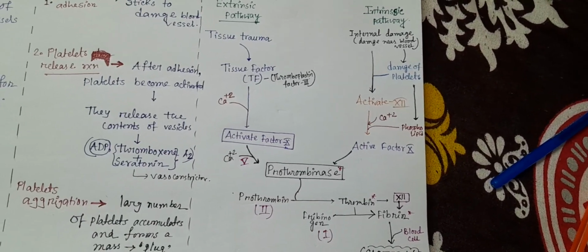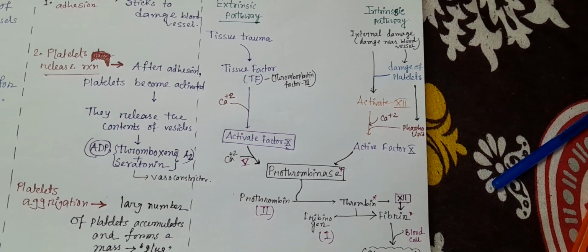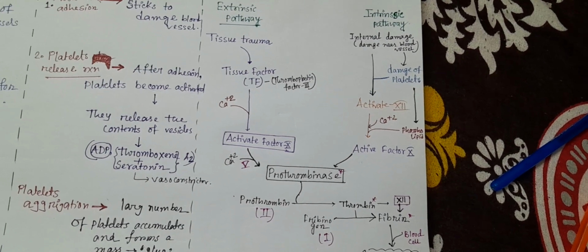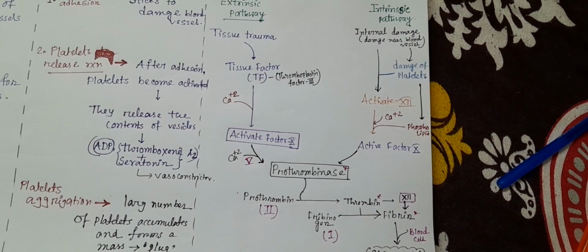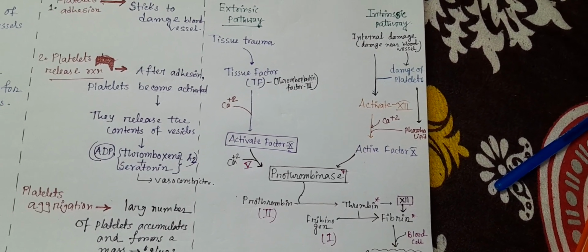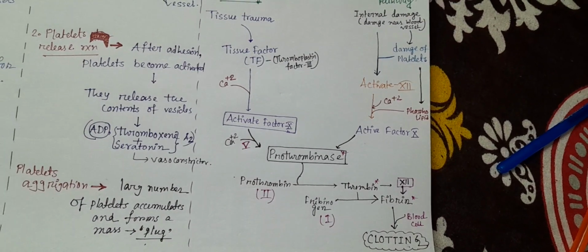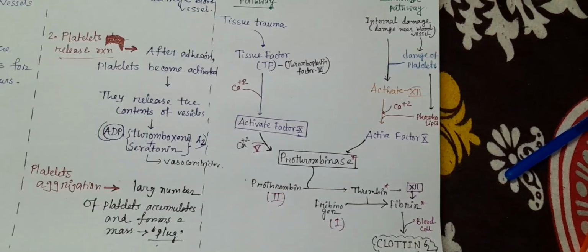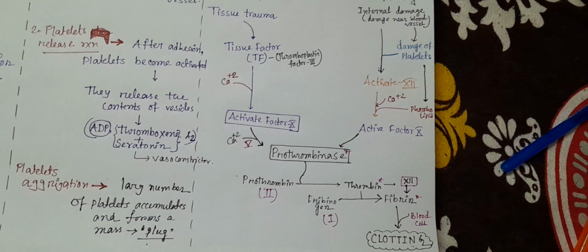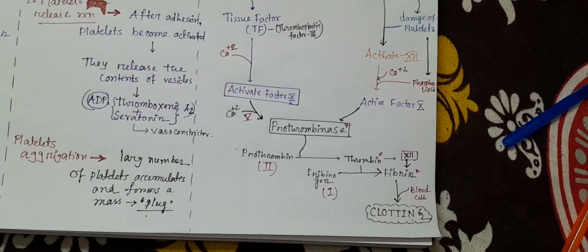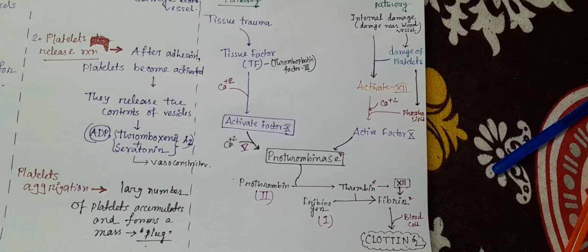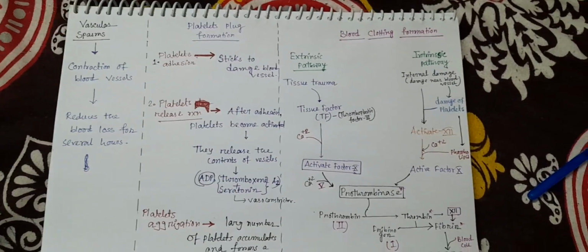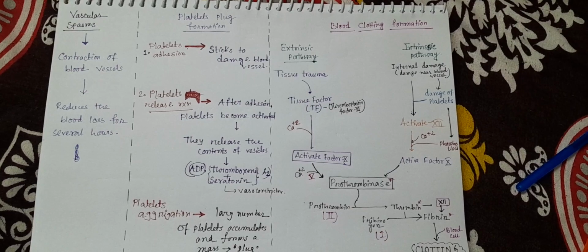After that, this thrombin activates another protein factor known as fibrinogen, which is factor number 1. Fibrinogen is converted into fibrin, and there is also another role of factor 12 to activate the fibrin, right? These fibrins and the blood cells together help in the blood clotting mechanism. So this is the overall pathway of blood coagulation.